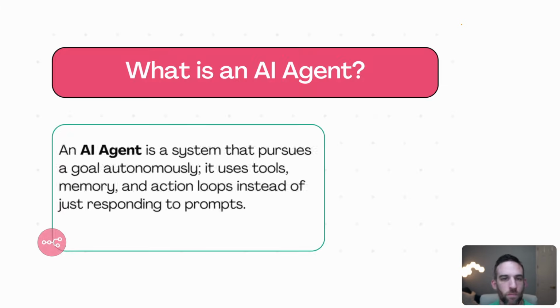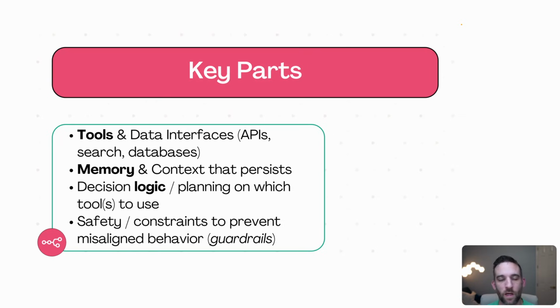Now we're going to go into another area of AI agents. For part 7, we're going to understand AI agents and then create a workflow with a lot of tools for an AI agent. But first, what is an AI agent? An AI agent is a system that pursues a goal autonomously. This means that it's given tools, memory, and action loops instead of just responding to prompts. Like if you're talking to ChatGPT, do this and it just responds to you, that's also considered a completion.